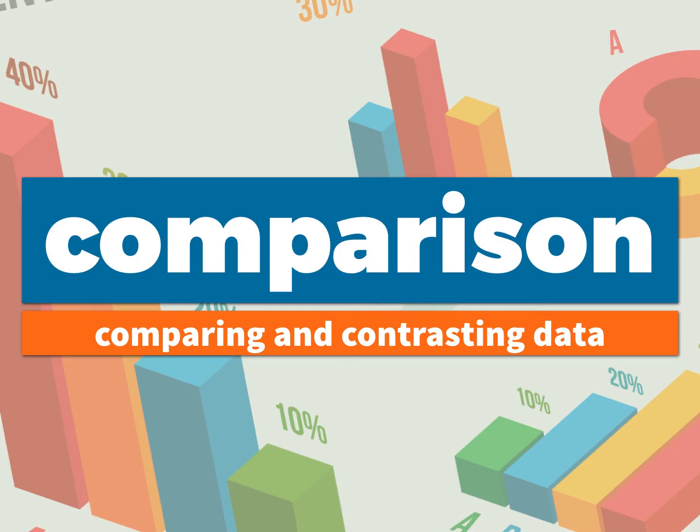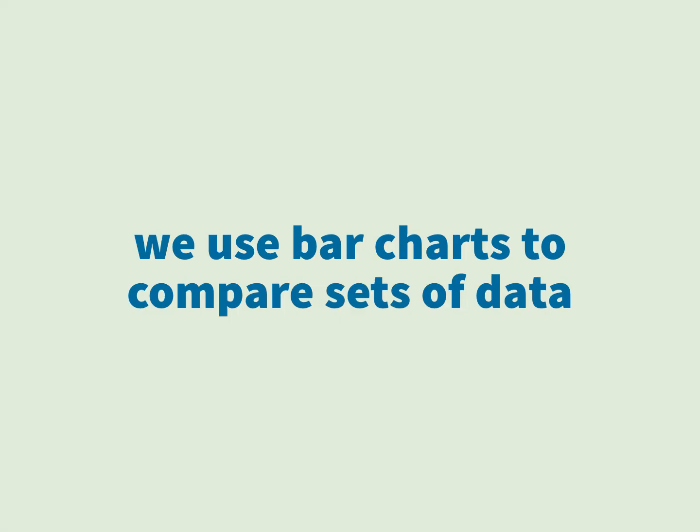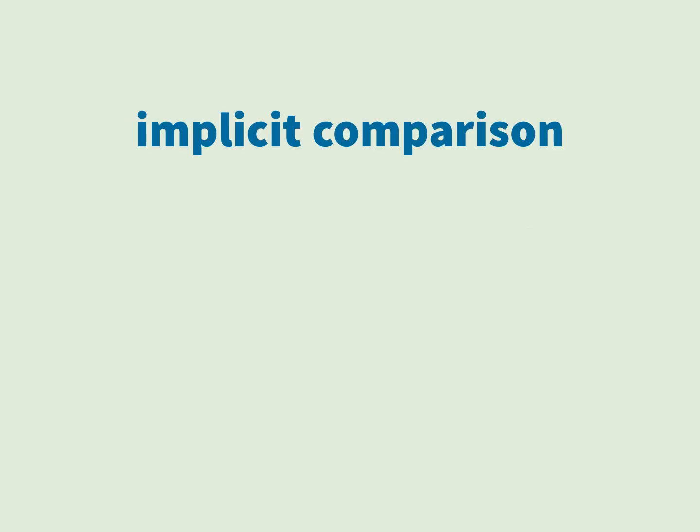And lastly, we want to look at comparison. As we said before, we use charts and bar charts specifically when we want to compare different numbers or different pieces of information. So when we're describing it, there are different ways that we can make those comparisons. You can, for example, make an implicit comparison.